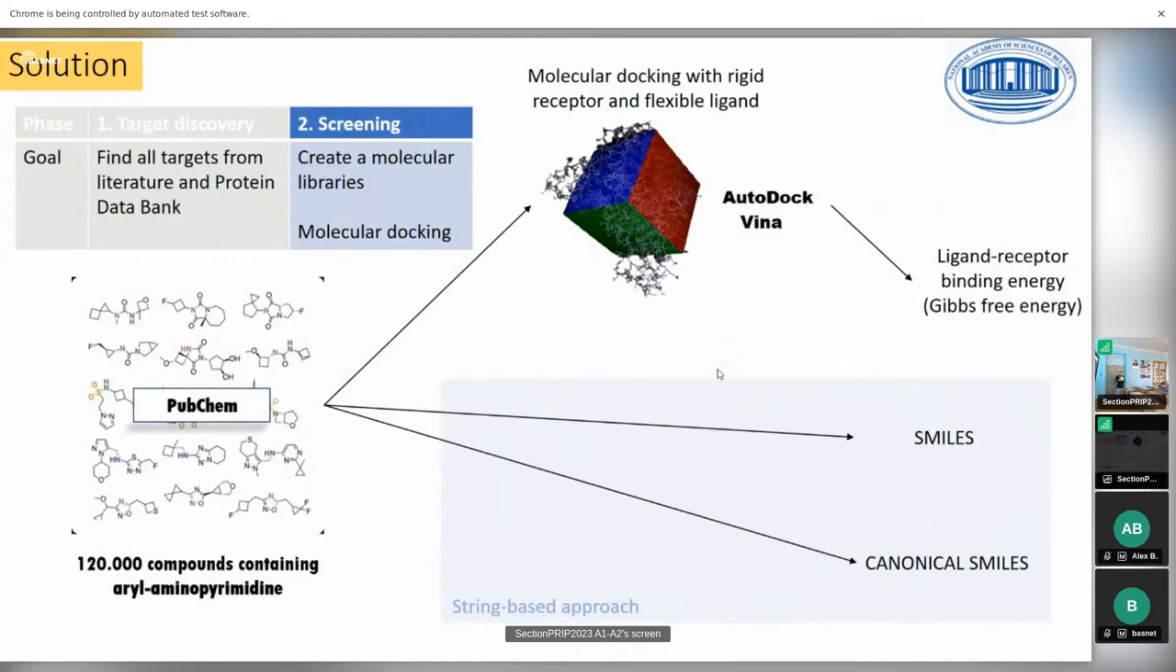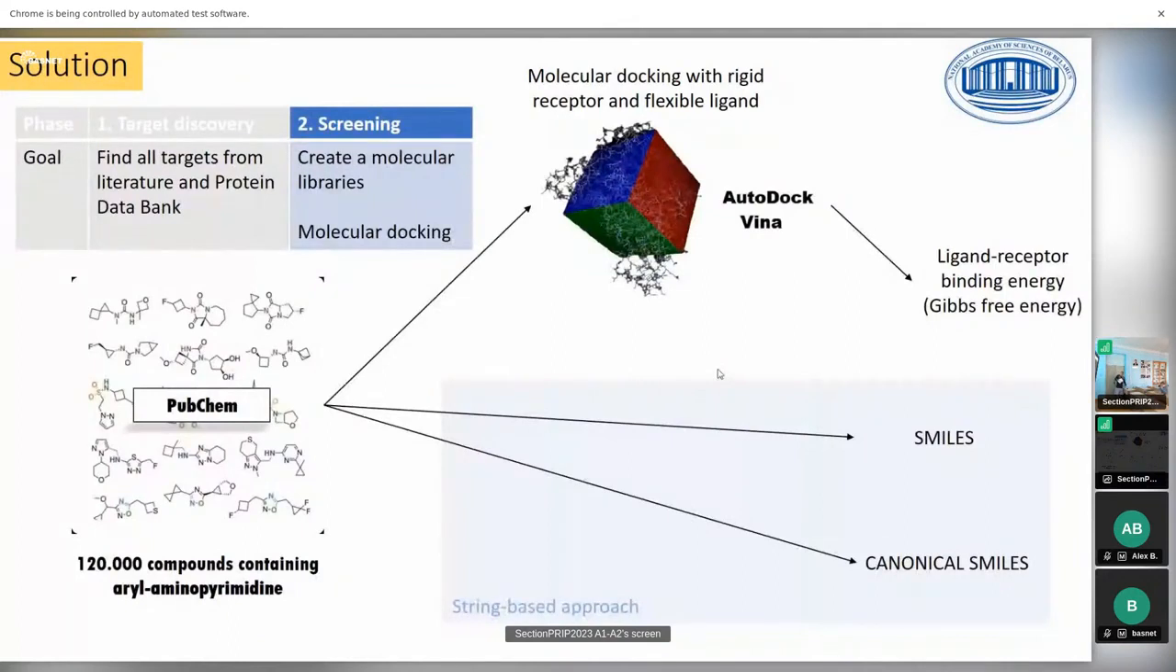After this, we needed to make a representation for our neural network which will be usable. First, we had two string-based formats, which were SMILES and canonical SMILES. It is the text representation of the compound. And also we made molecular docking of the compounds with AutoDock. Molecular docking was made with a fixed receptor and flexible ligand. And also we had the ligand-receptor binding energy, which was added to our neural network.